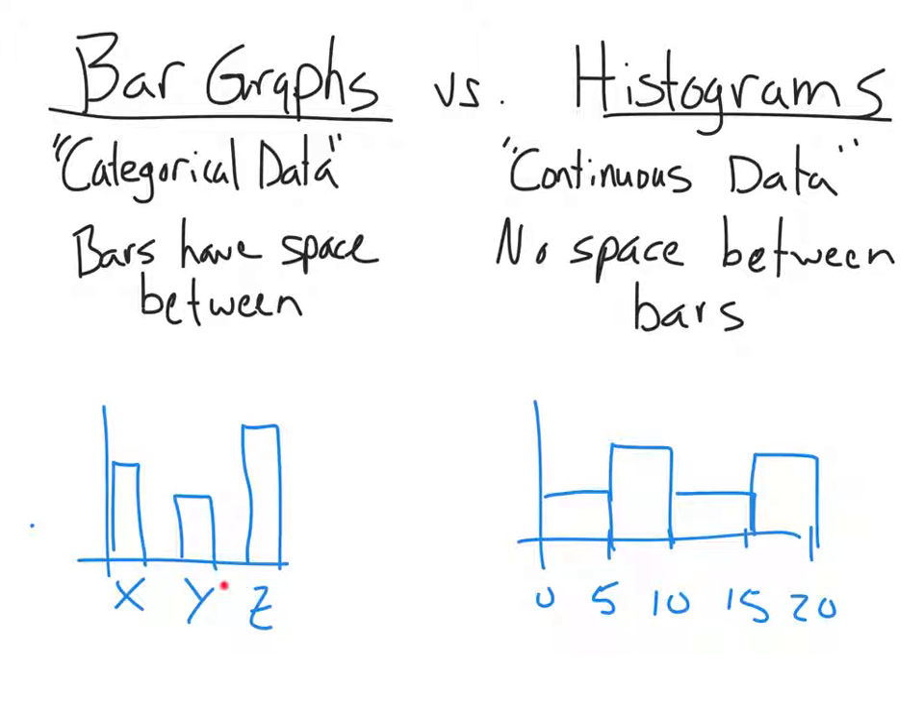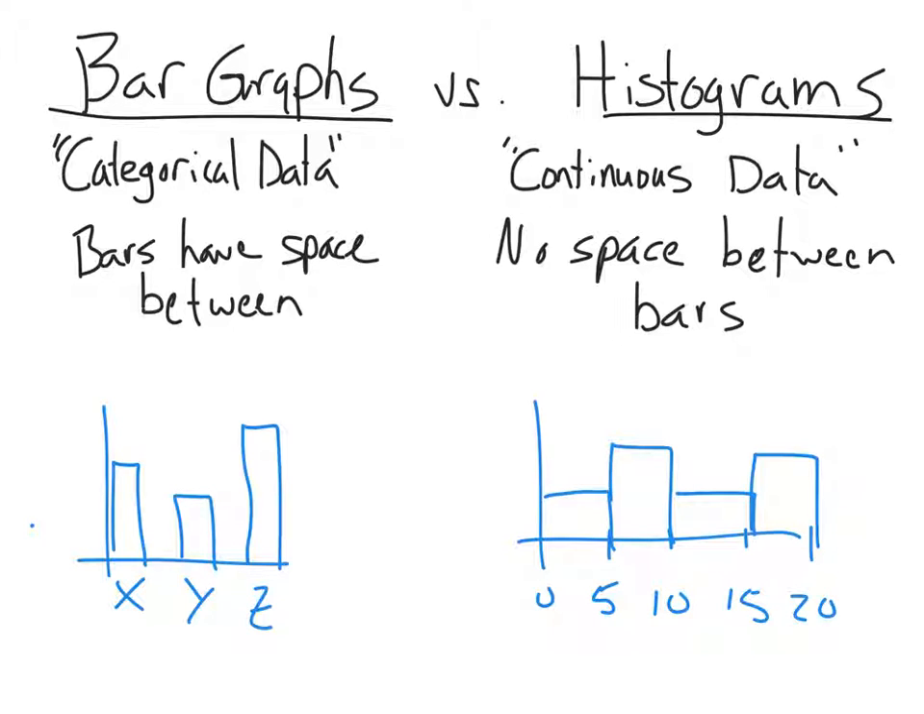Okay, there is no scale down here. And obviously the bars have space between. If you're just looking at them, this is how you tell the difference. Bars with space between, probably a bar graph. No space between, probably a histogram. Histograms deal with what are called continuous data. Usually this just means numbers, but it's often when you're taking measurements of a lot of things.